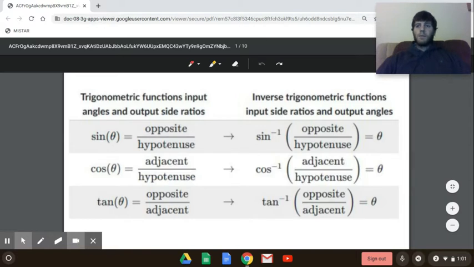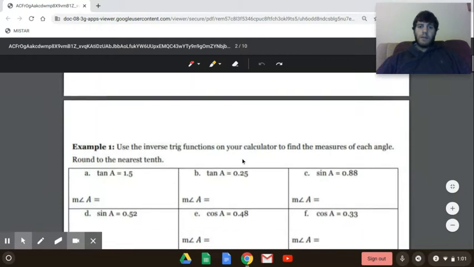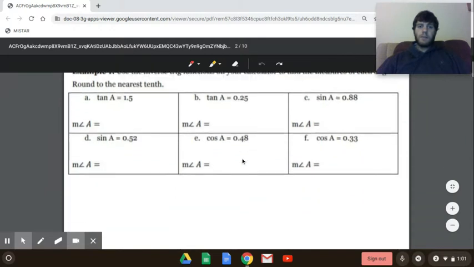What we're going to do today is the inverse trig functions. So you're going to do the reverse. You're going to input the ratio, and the output is going to be the angle measure. So if we input the ratio of opposite to hypotenuse in a right triangle, it'll tell us what that angle would be. So the input is the ratio, and the output is the angle measure. Let's look at some examples.